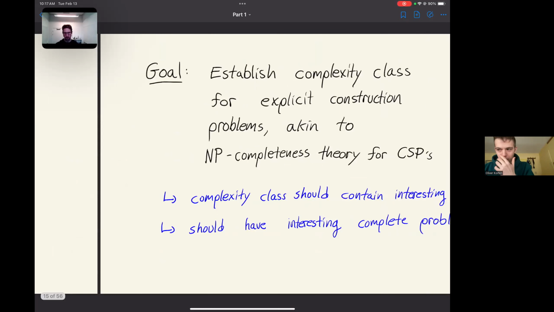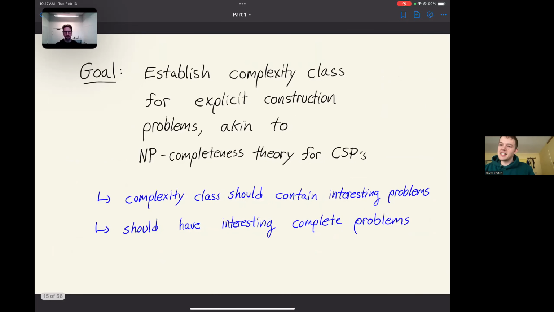So, what are some properties we want of a complexity class? It should contain the interesting problems to understand, and ideally, it should have an interesting complete problem. Maybe these are some minimal things we would want from a complexity class. We're not just defining a class for the sake of it, but hopefully it'll shed some light on what the core, most difficult problems in the class are.